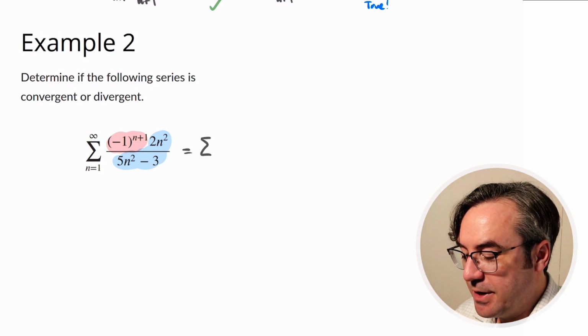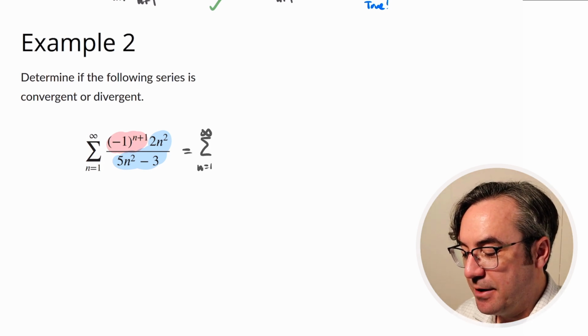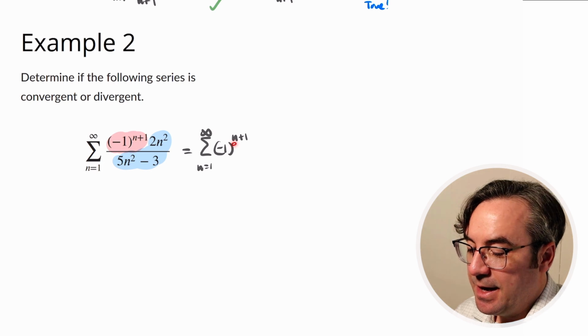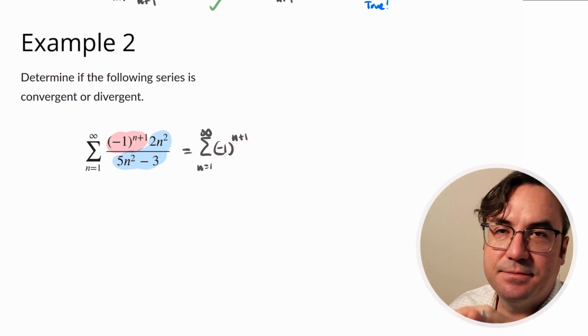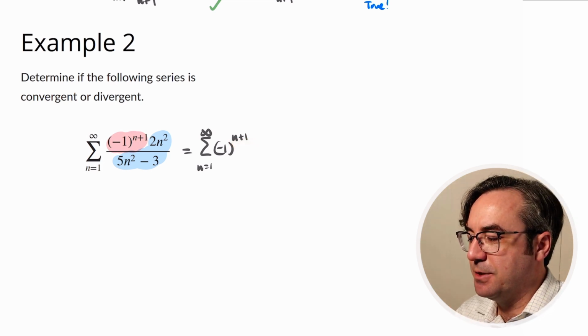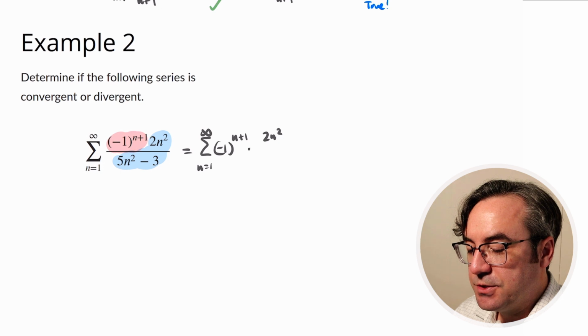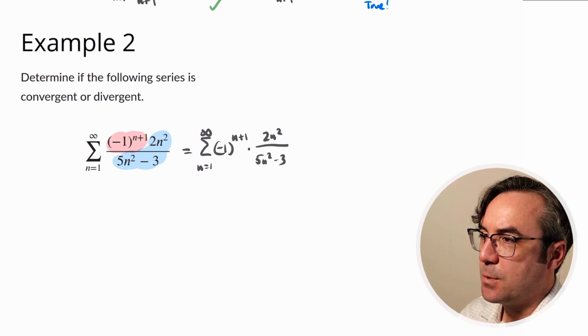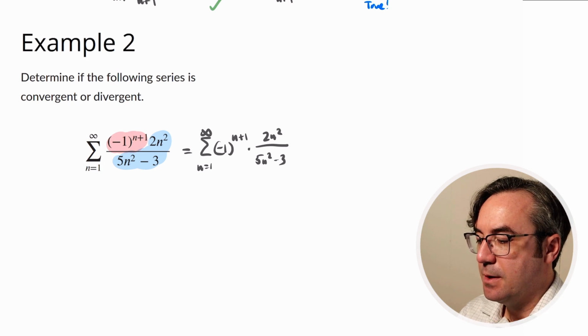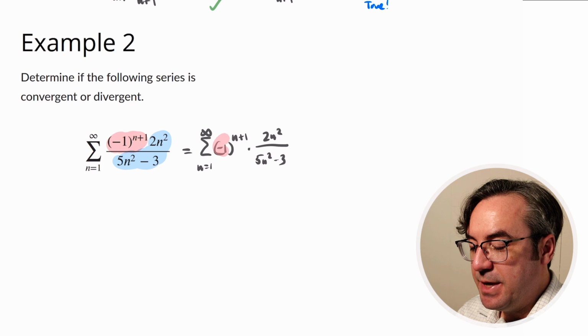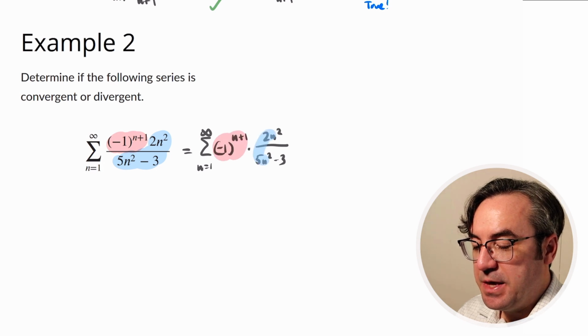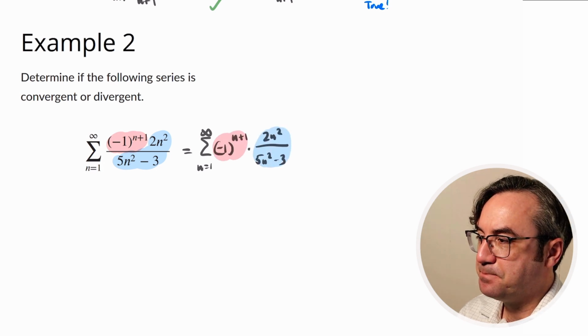So let's get that alternating component separated out of there. So we'll just write that negative 1 raised to the n plus 1. And it's n plus 1. That's fine. This is still going to do the job of alternation. So then what else do we got? 2n squared over 5n squared minus 3. Okay. So we've got the alternating piece, and then we've got the non-alternating piece.